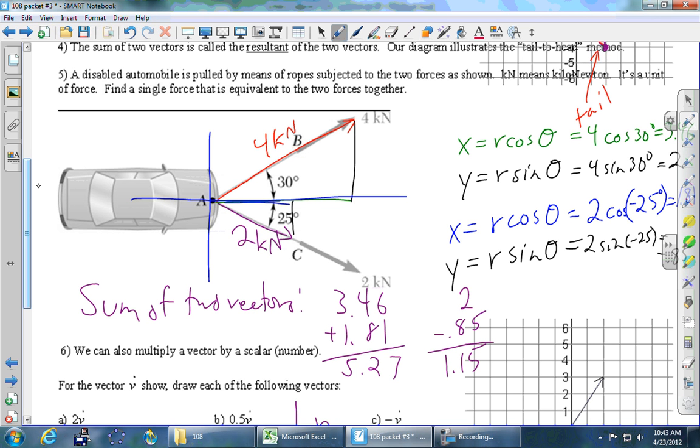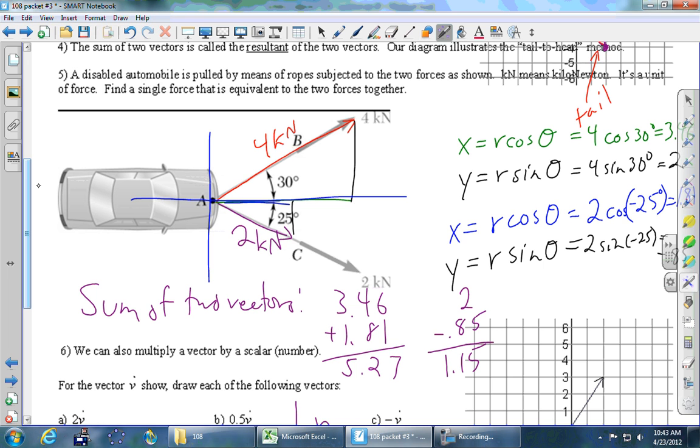So for example, that red vector right there, which was a 4 kilonewton force at an angle of 30 degrees above, we could figure out exactly how much of that 4 is pulling straight to the right and how much is pulling straight up. Do you feel like more of that 4 is pulling right or up? More is pulling to the right because that's a 30-degree angle. It's a pretty small angle. But if it were a 70-degree angle, then more of that 4 would be pulling up.